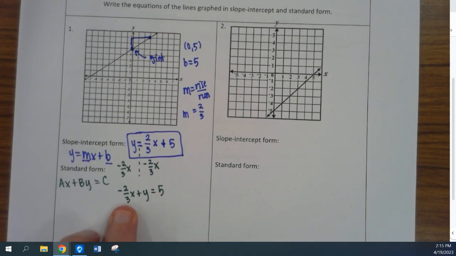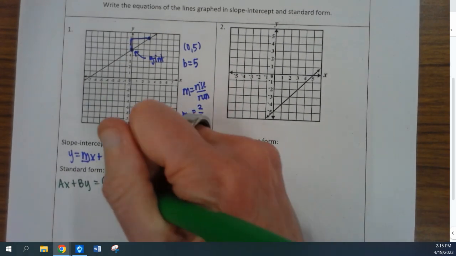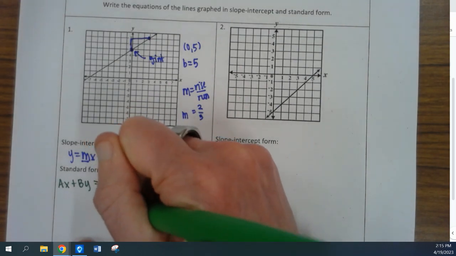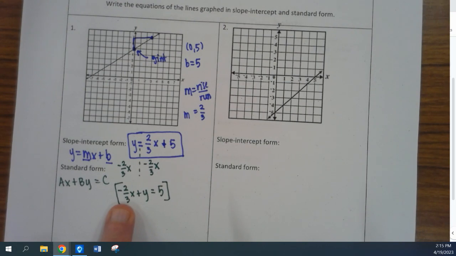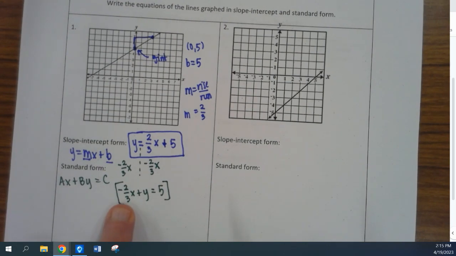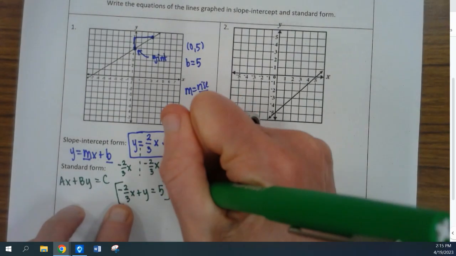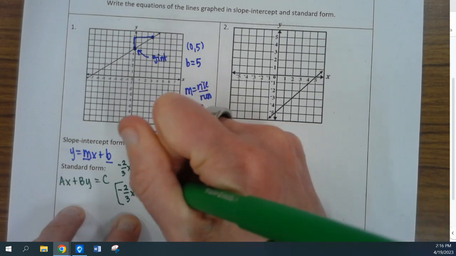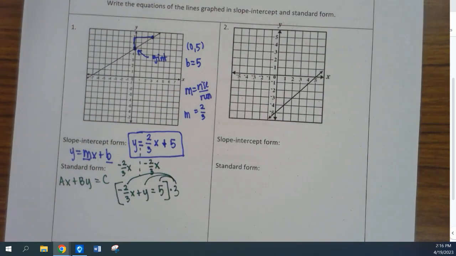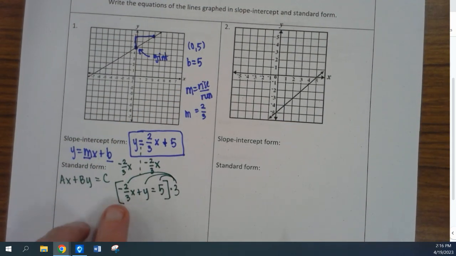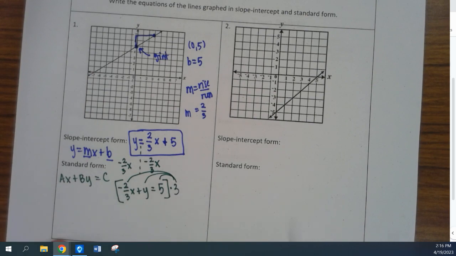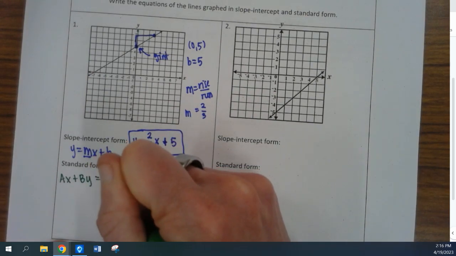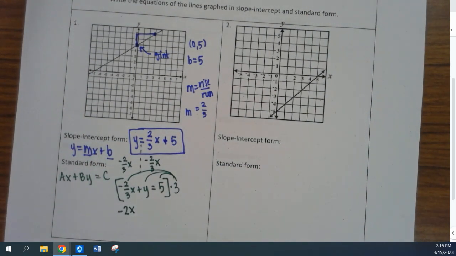So if you see a fraction anywhere in the problem, we're going to multiply the entire problem by whatever number is in the denominator. And in this problem, the denominator is 3. So we're going to multiply everybody by 3. Now, if you need to grab your calculator, you can do that. You would take negative 2/3 times 3. And if you do that, your calculator should tell you that's negative 2. So we would get negative 2x.